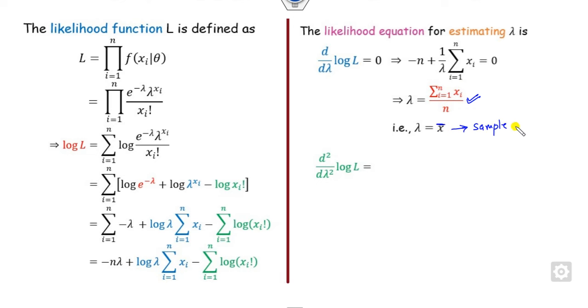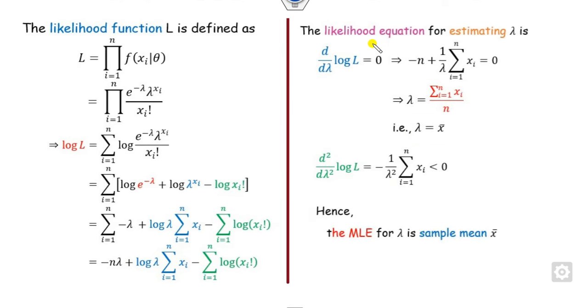Once you get the value of lambda, now you can find the second derivative. First derivative is my this. Now you can find the second derivative, which is nothing but here. This value is a positive quantity, so the second derivative will always be less than 0. So what is the meaning of that? This lambda, which is nothing but x bar, the sample mean, is maximizing this parameter. Hence the maximum likelihood estimator of this parameter is the sample mean.